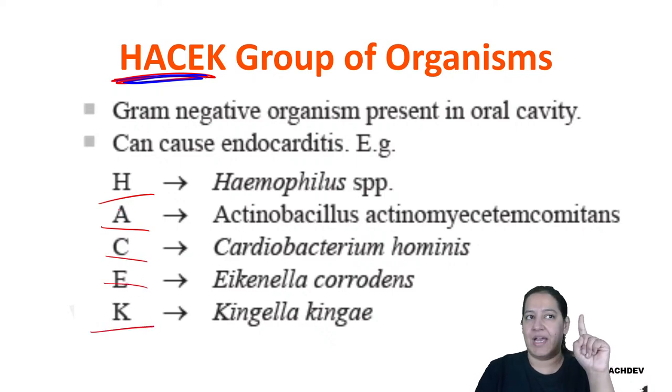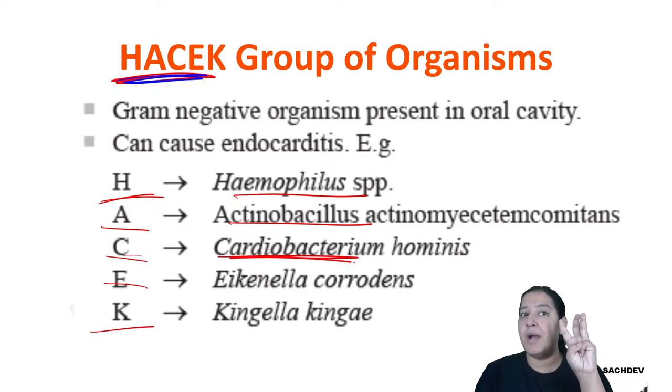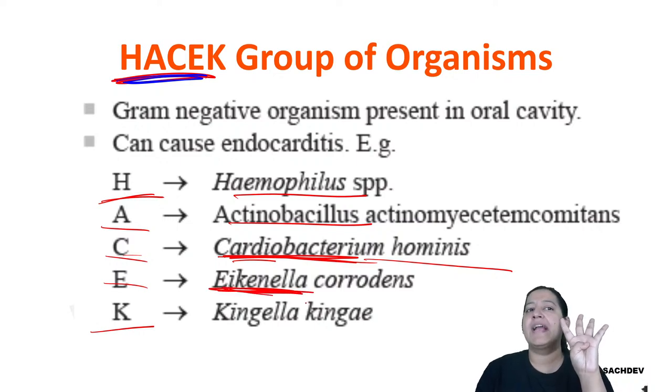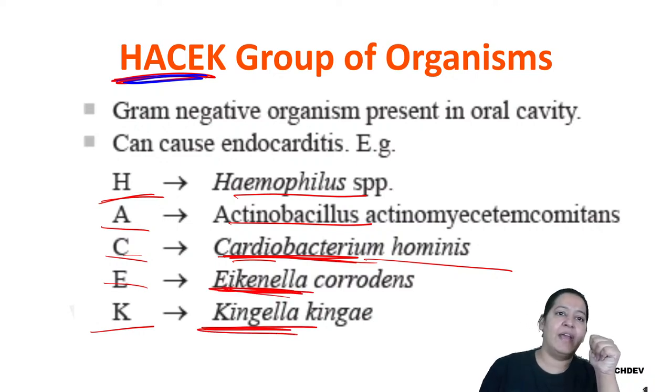H-A-C-E-K. Hasek. H stands for Haemophilus. A stands for Actinobacillus. C stands for Cardiobacterium, Cardiobacterium hominis. E for Eikenella. And K for Kingella. Eikenella and Kingella.